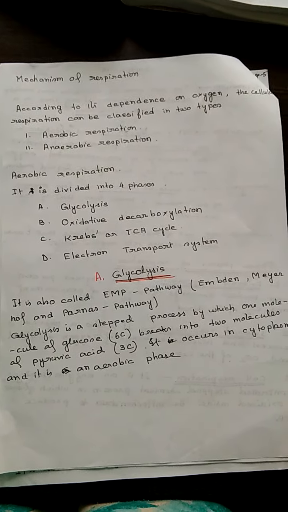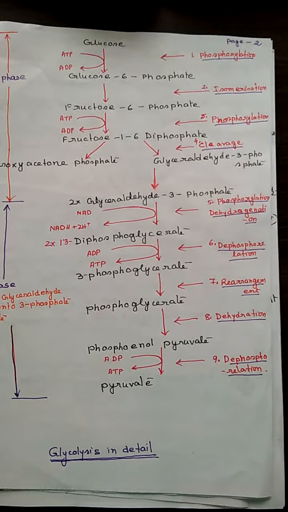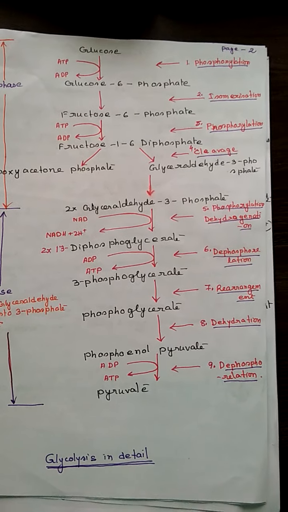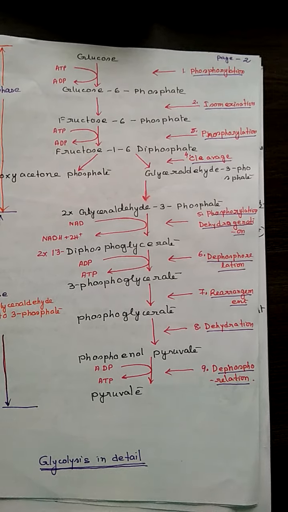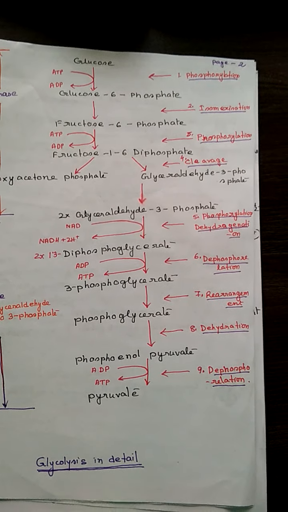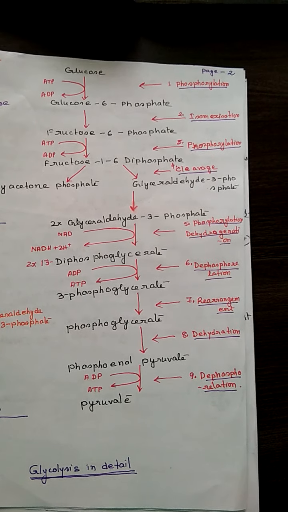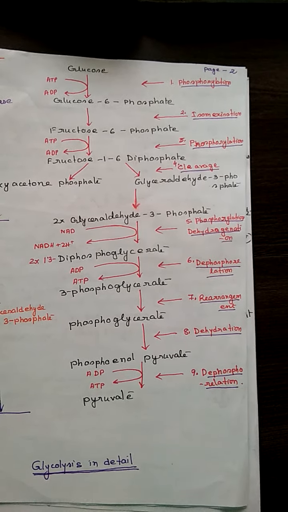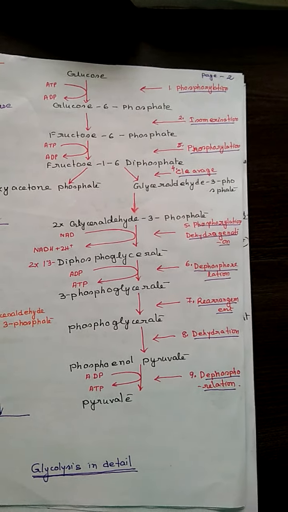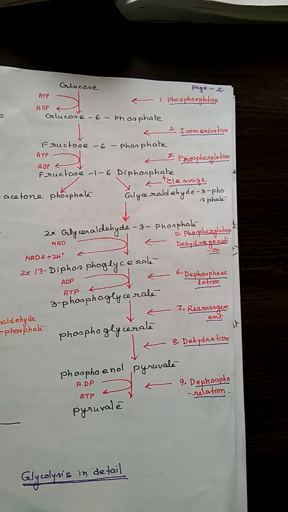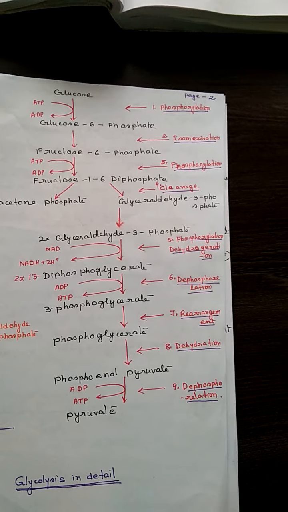So let me start with glycolysis. Now this one is a chain reaction of glycolysis. Now what is the definition of glycolysis? The definition of glycolysis is that it is a step process by which one molecule of glucose, which is 6 carbon, breaks into 2 molecules of pyruvic acid, that is 3 carbon, and there is a chain of reactions, and this glycolysis is also known as EMP pathway.